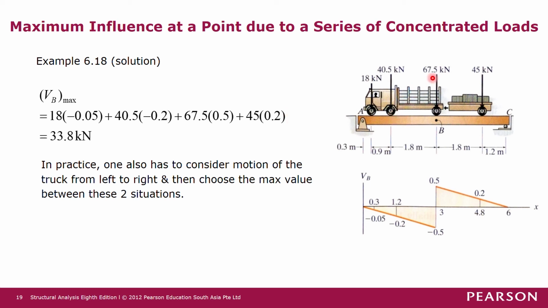So you can see that when the 67.5 kilonewton force moves from just to the right of B to here, this 40.5 kilonewton force will move on the beam by 1.2 meter before it goes out of the beam, right? And then this 18 kilonewton force will move on the beam by 0.3 meter before it's out of the beam, right? And then this 45 kilonewton force will move from here to just to the right of point B, right?